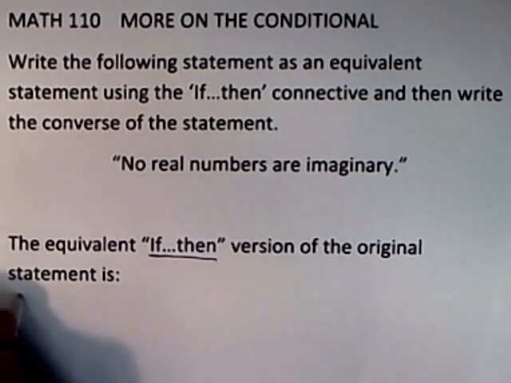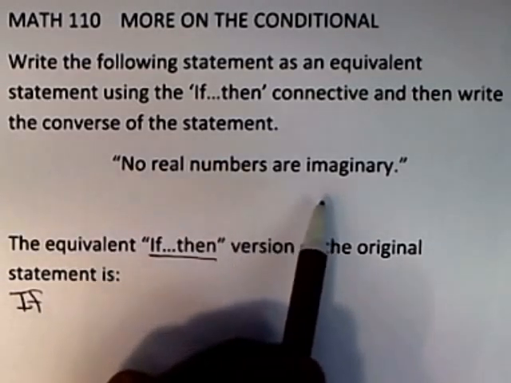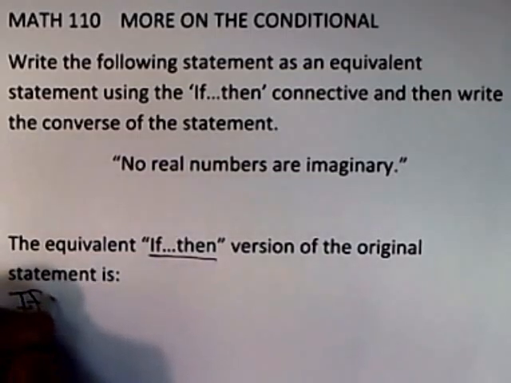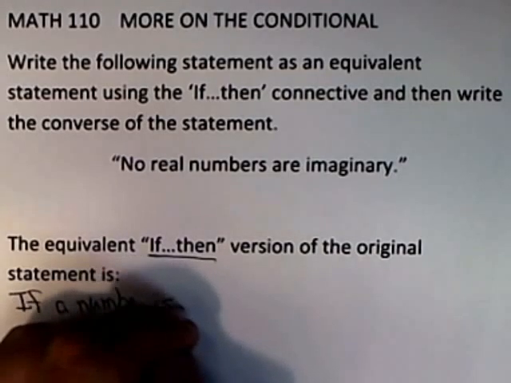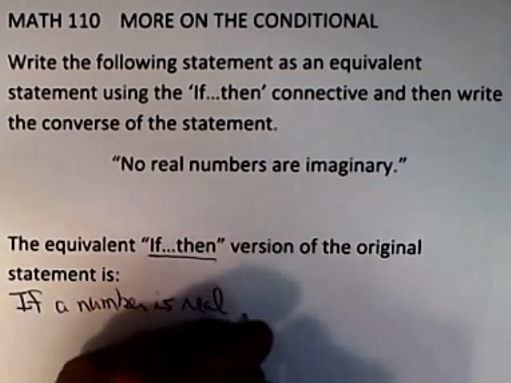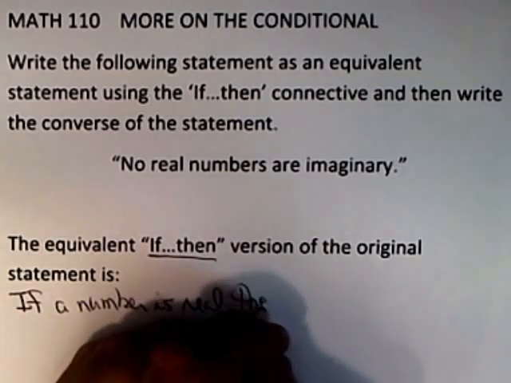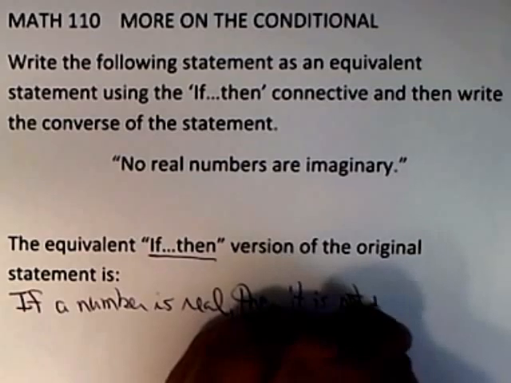This statement says no real numbers are imaginary. So changing that into an if-then that says exactly the same thing logically has got to begin with some if. No real numbers are imaginary. So I would say if a number is real, according to this, no real numbers are imaginary. So if a number is real, then it is not imaginary.